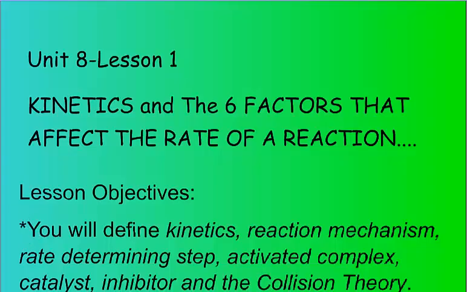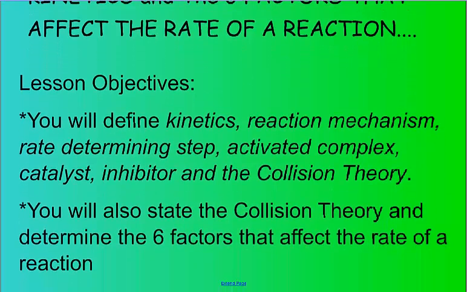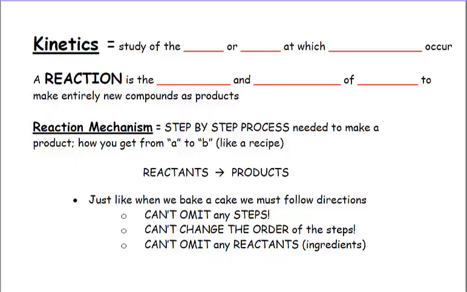So let's start with lesson 1, and our objectives for this lesson will be to define kinetics, reaction mechanism, rate determining step, activated complex, catalyst, inhibitor, and the collision theory. You will also state the collision theory and determine the 6 factors that affect the rate of a reaction. So let's start. Kinetics, what is it?